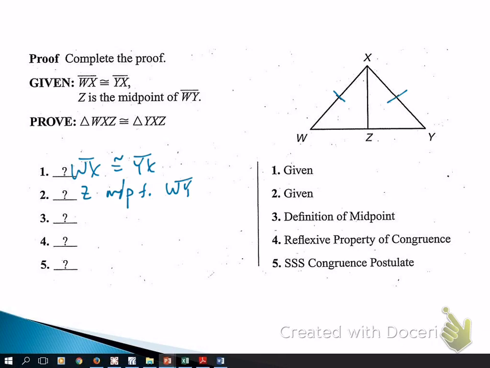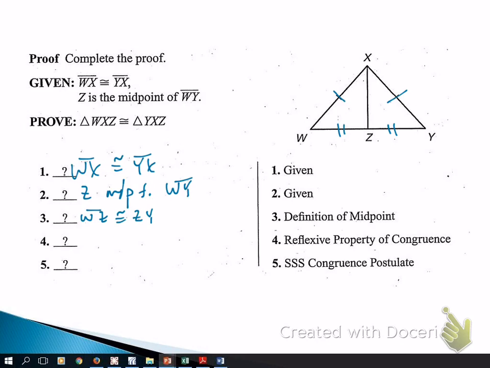Now the next reason wants you to use the definition of a midpoint. Remember, the definition of a midpoint is a point that is in the middle of a segment. So if it's in the middle of the segment, it basically creates two congruent segments. And the two congruent segments that we get are WZ and ZY. And since I've set it in my proof, I can go mark it in my picture. WZ and ZY are congruent.